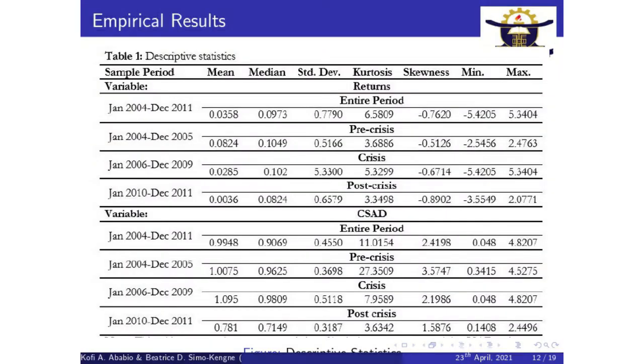Now to the empirical results. The first one is just the descriptive statistics, where we have divided the period into three. The first one is the period before the crisis, the second one is the crisis period, and the last one is the post-crisis. So before the crisis, we captured January 2004 to December 2011. And within the crisis, we captured January 2004 to December 2005. And after the crisis, we captured January 2006 to December 2009. We did this for the returns and also for the dispersion.